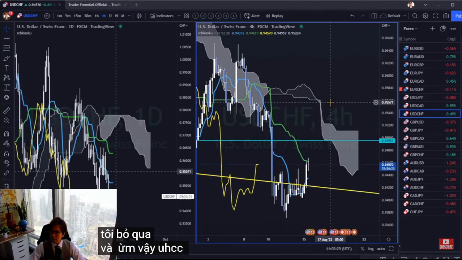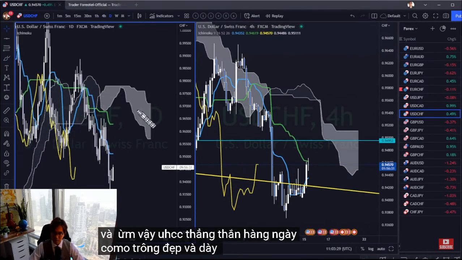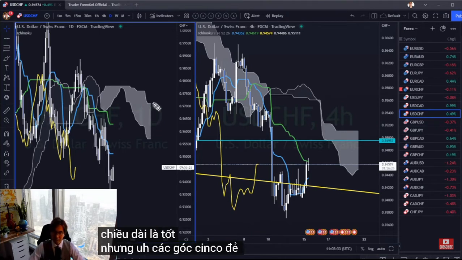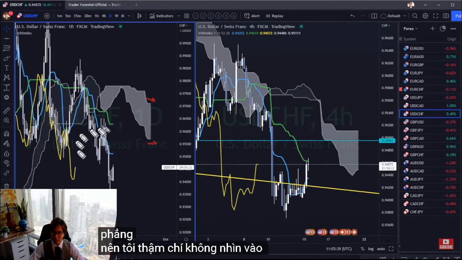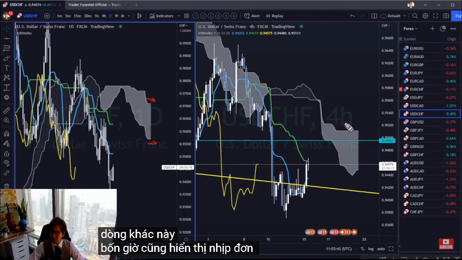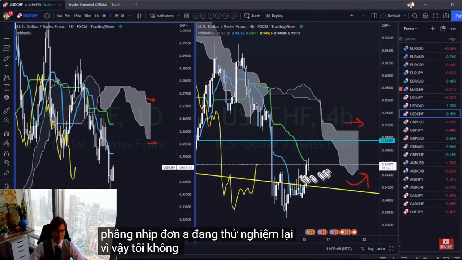And so USD Swiss franc daily, Kumo is looking good, thickness is good, the length is also good, but the angles, Senko span B flat, A flat. So I don't even look at these other lines. 4-hour is also showing Senko span B flat, Senko span A retracing. So I don't take this one.